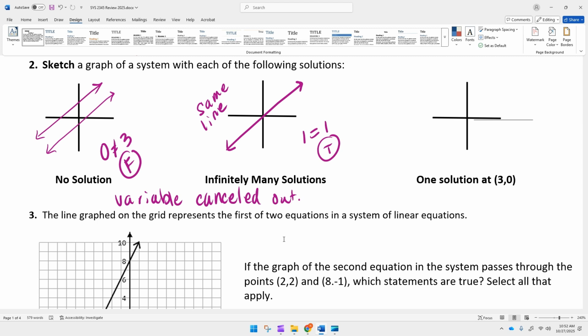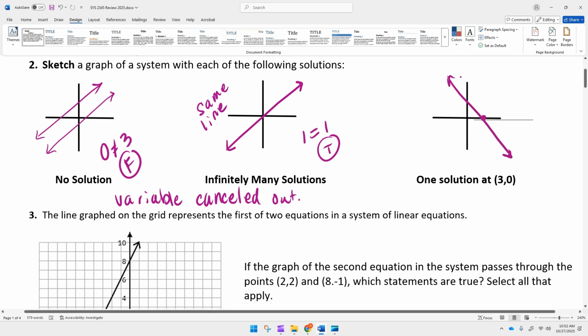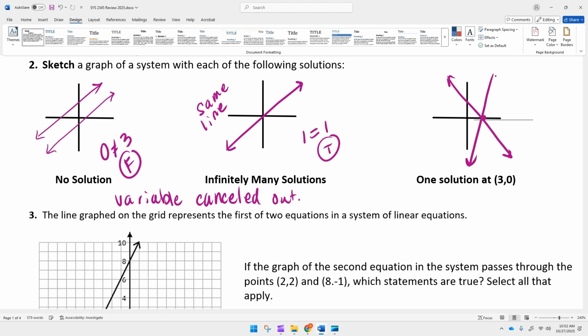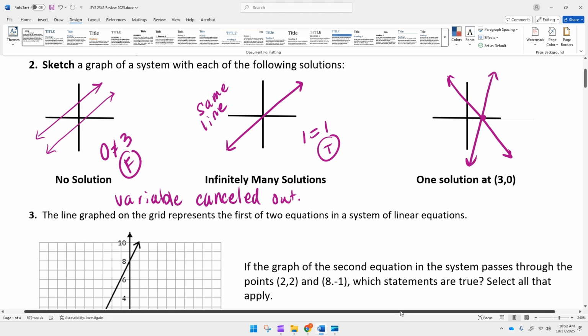Okay. When you have one solution, so here at 3, 0, that's going to be approximately there. I have two lines that are intersecting at that single point. That point is that solution.